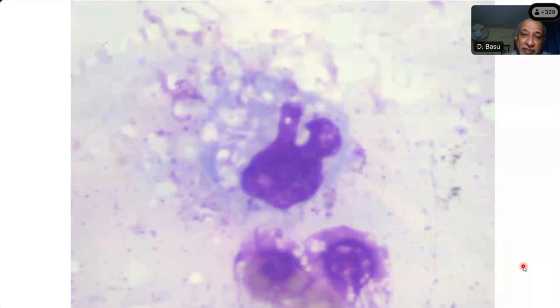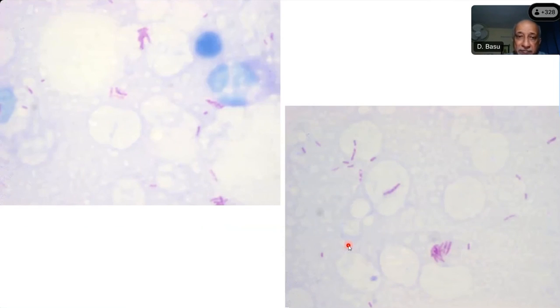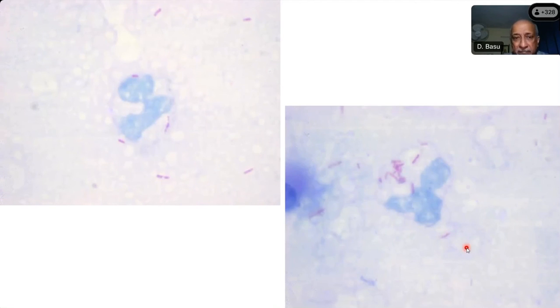Okay, so this is again some more field. This is not the old case. It's a relatively new case that we had, where we again saw similar negative images within the myeloid cells, and this is how it looked: the acid-fast bacilli positivity, both intracellular and extracellular, inside myeloid cells.